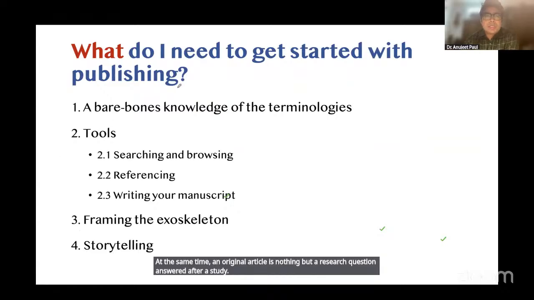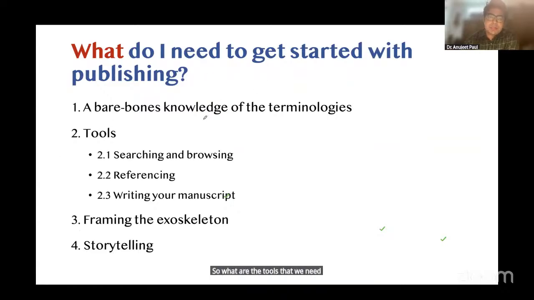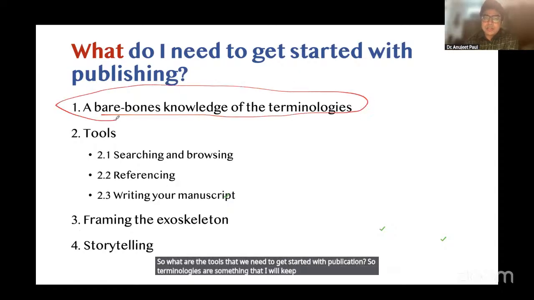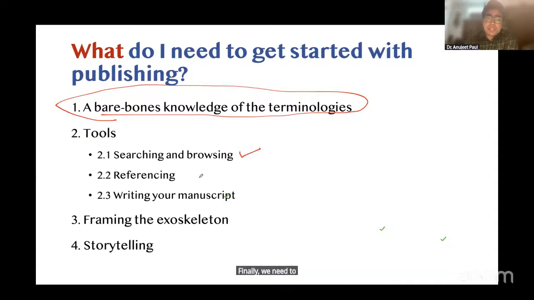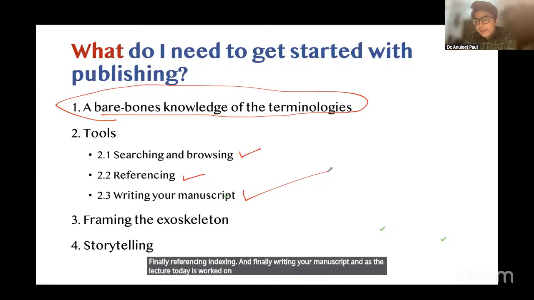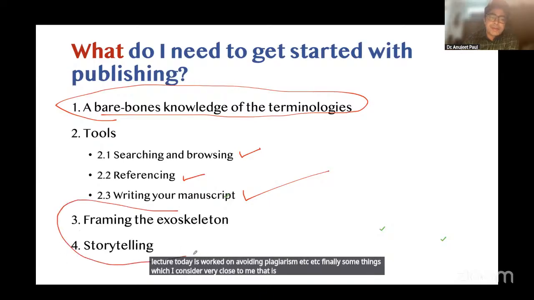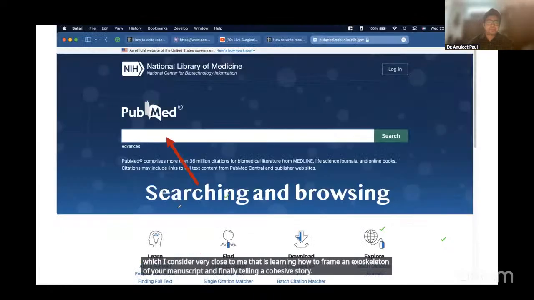So what are the tools that we need to get started with publication? So terminologies are something that I will keep describing throughout this lecture. So that will be covered for you. Finally, we need to know how to go for searching and browsing. Finally, referencing, indexing, and finally, writing your manuscript. And as the lecture today is worked on avoiding plagiarism, etc., etc. Finally, some things which I consider very close to me, that is learning how to frame an exoskeleton of your manuscript, and finally telling a cohesive story.